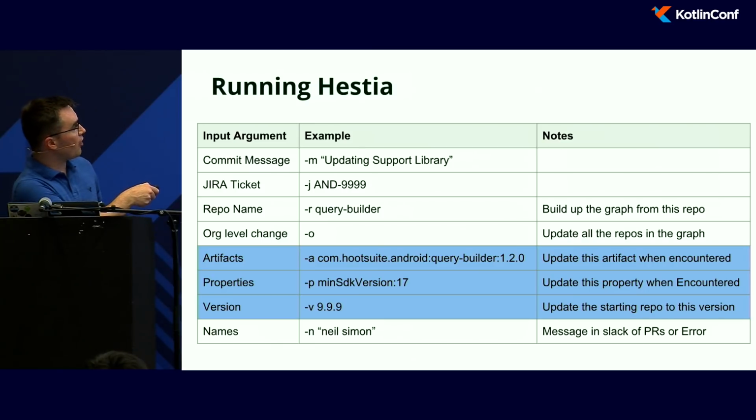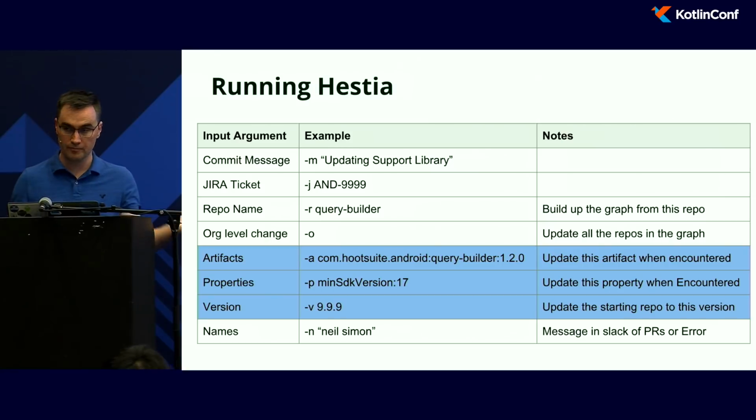We also allow properties parsing. So if we want to change our min SDK version, another thing that used to be very tedious, we can just pass it through Hestia and have it propagate through the graph.